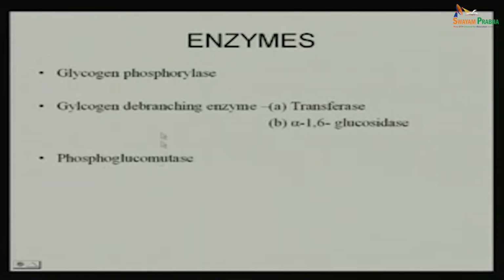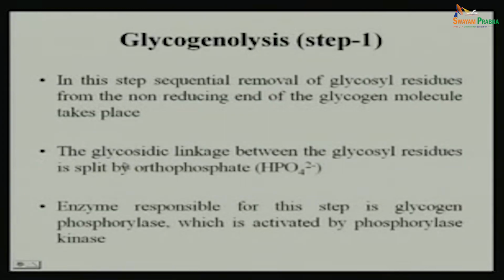Three enzymes play a very important, crucial role in this glycogen breakdown process: glycogen phosphorylase, the glycogen debranching enzyme, which is once again divided into two, one called the transferase and another the alpha 1,6 glucosidase, and the third one, phosphoglucomutase. Now, these three enzymes play a significant role in this process. How does this glycogenolysis take place?